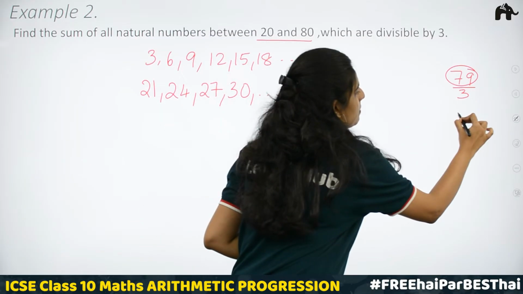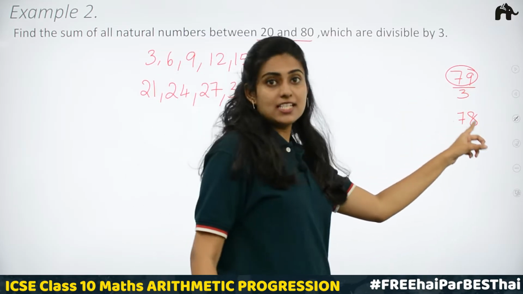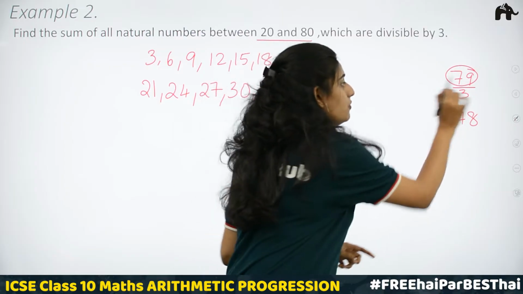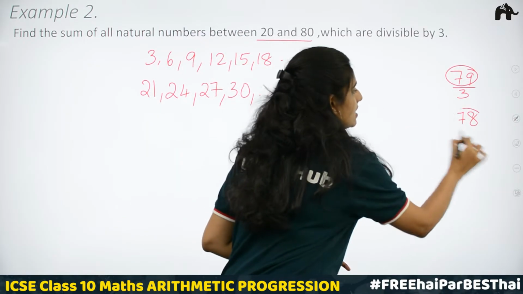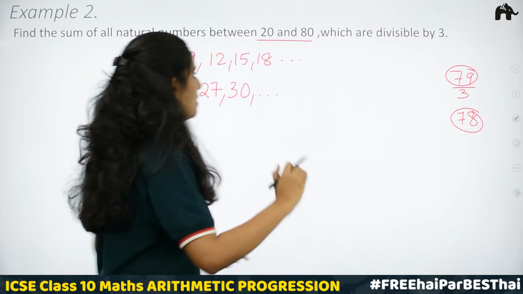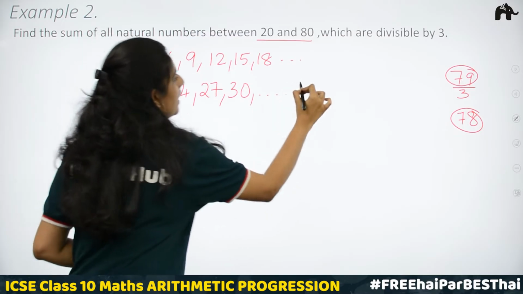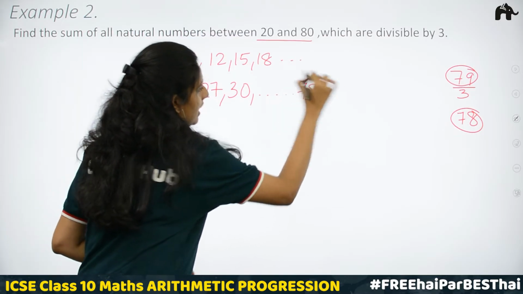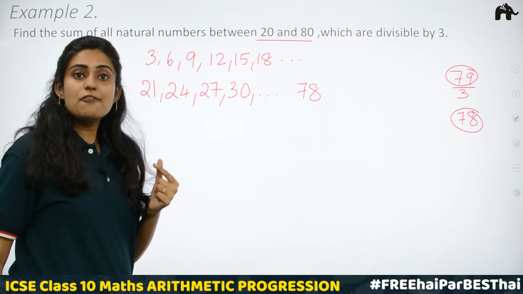Now check the previous number. 78. What is 7 plus 8? 7 plus 8 is 15. We know 15 is divisible by 3. 3 into 5 is 15. Therefore, we can take 78. 78 is the highest number which lies between 20 and 80 and is divisible by 3. This goes up to 78, which means 78 is the last term and 21 is the first term.